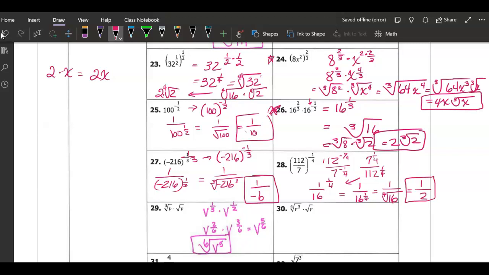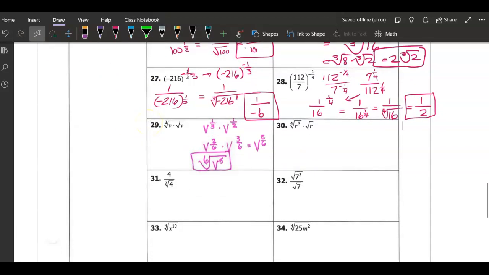Let's go to number 30. We are multiplying these first. Oh, we can't multiply those. Maybe we can. No, we can't because they have different indexes. All right, so this can be rewritten. The 4th root of r to the 3rd can be rewritten as r to the 3/4 power. And then the square root of r can be written as r to the 1/2 power.